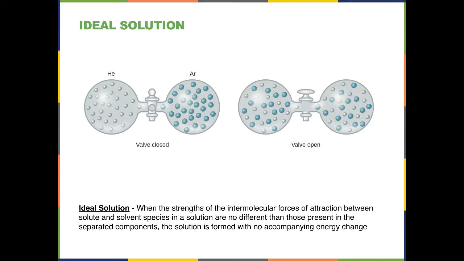Now, an ideal solution is a solution in which the intermolecular forces of attraction between solvent and solute species are no different than those present within the individual components. So if you look at the intermolecular attractions occurring on the left, they're the same as the intermolecular attractions on the right. Now, this is called ideal because this is not actually true. However, the change that occurs is so small that it allows us to disregard it in our calculations.